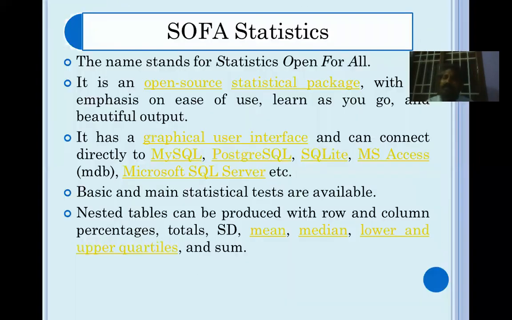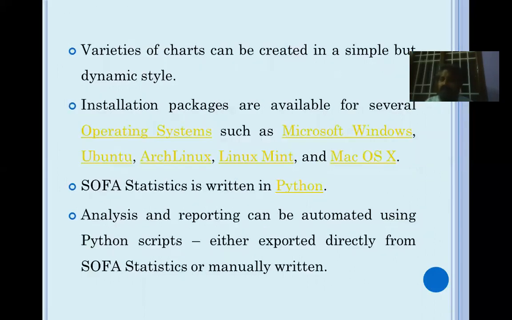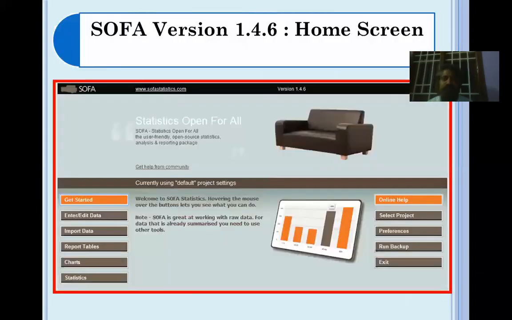See, SOFA stands for Statistics Open for All. It is an open source package and it is written in Python language and it has got a GUI. It has got a graphical user interface. It's very easy for you to select the things and you can give the commands. And you can integrate this with all kinds of databases like MySQL or PostgreSQL or SQLite or MS Access and such kind of things. And SOFA is available for many kinds of operating systems. Whether you have MS Windows or Ubuntu or Linux or Mac, you can use SOFA. And if you're good in Python, even you can write your own scripts for conducting different kinds of statistical tools.